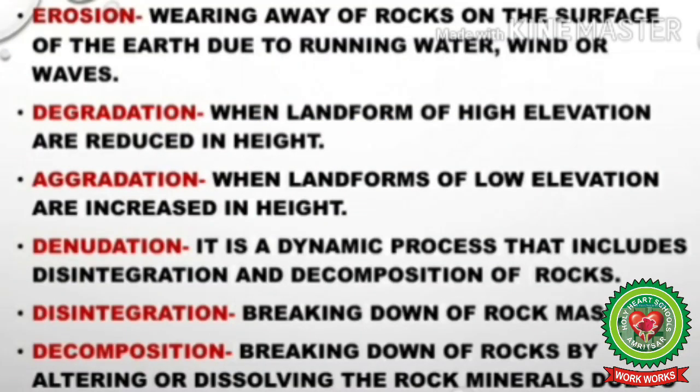Number 5, erosion: wearing away of rocks on the surface of the earth due to running water, wind or waves. Number 6, degradation: when landforms of high elevation are reduced in height. Number 7, aggradation: when landforms of low elevation are increased in height. Number 8, denudation: it is a dynamic process that includes disintegration and decomposition of rocks.